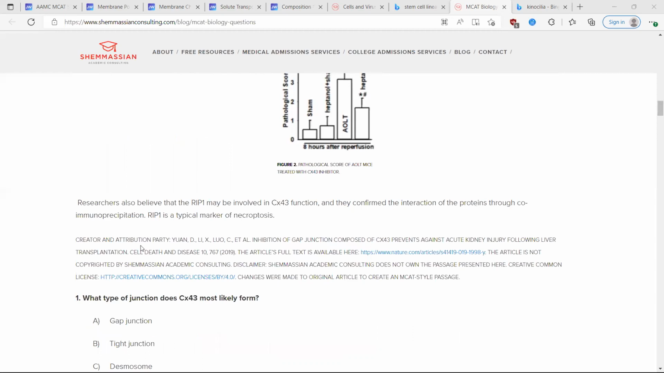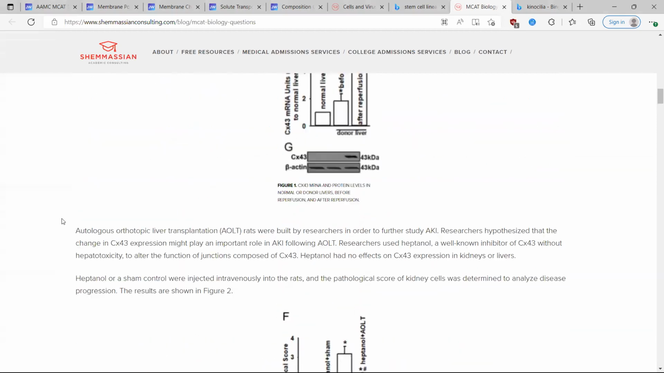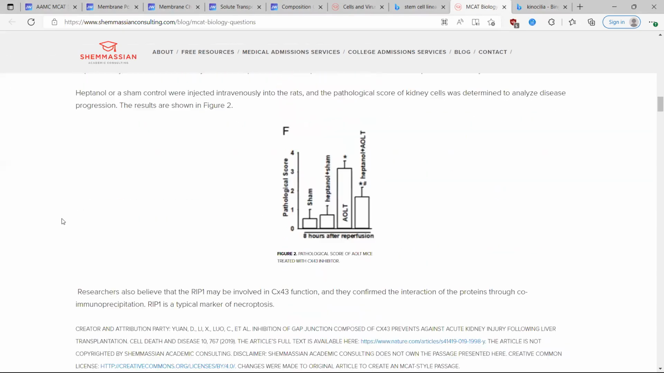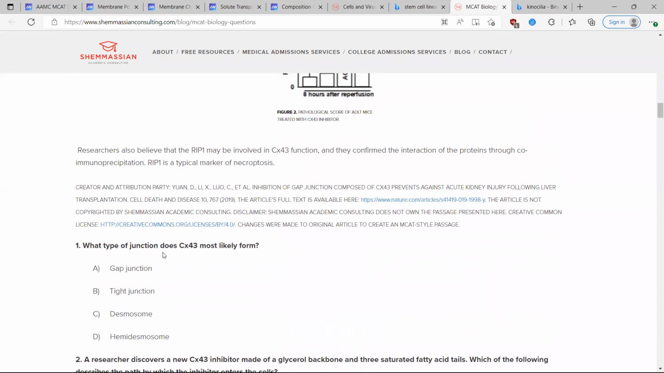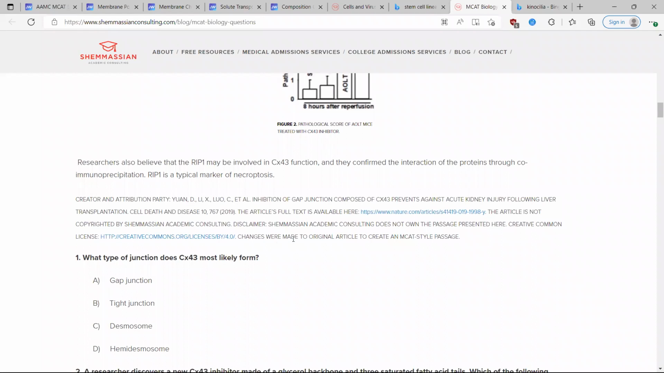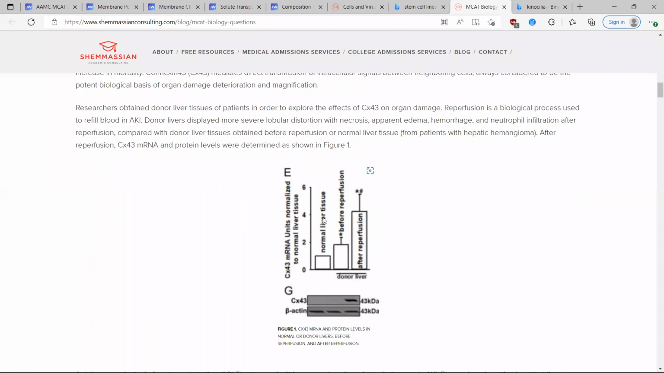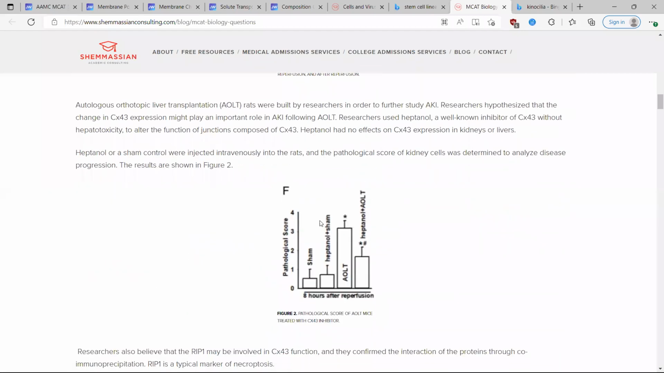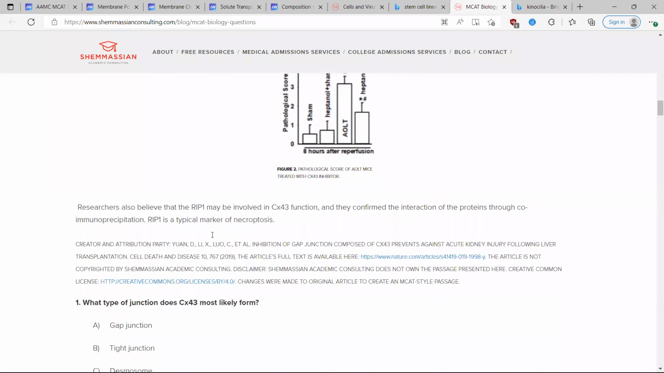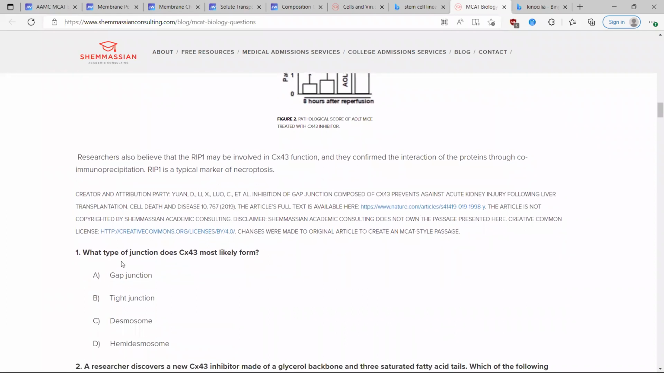So we read all of that, and it was pretty in-depth and confusing, right? So what is the very first question that we get about this? What type of junction does CX43 most likely form? So what we have here is a passage that's heavily based in experimentation. But what's the very first question? The first question is about what type of junction this comes from.